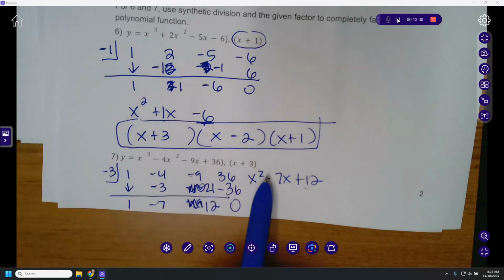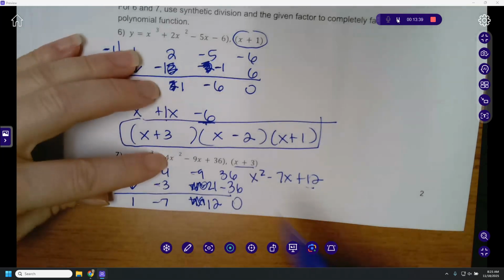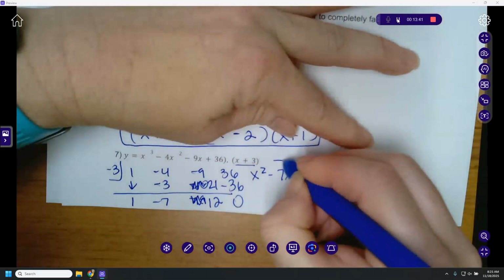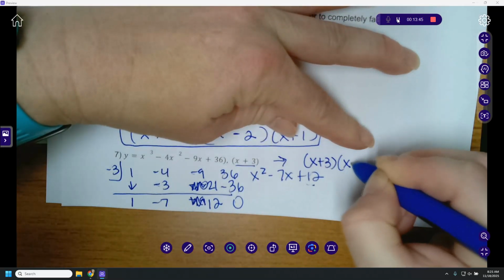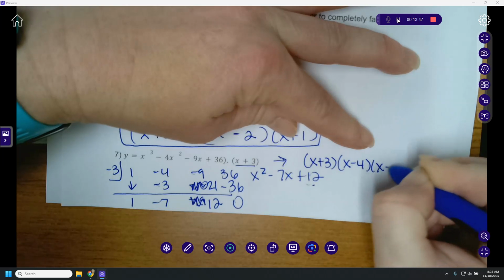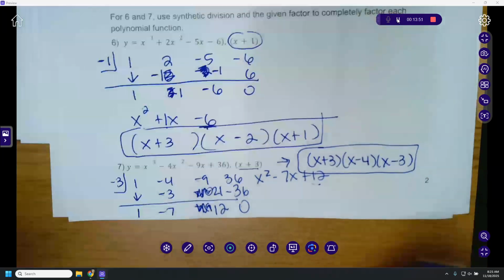And then I keep going. Multiplies to be 12, adds up to be negative 7: negative 4 and negative 3. And then I have to include that factor. So the complete factorization would be x plus 3. These can be in any order. x minus 4, x minus 3 would be the complete factorization of that.